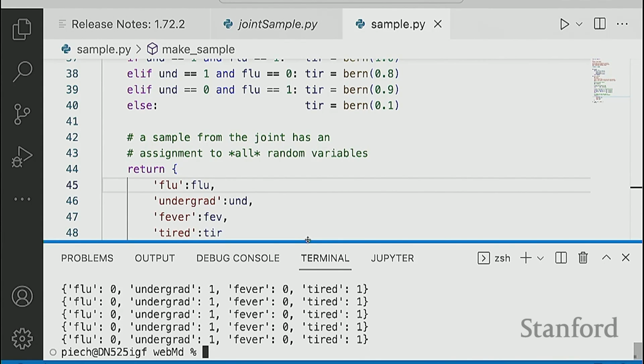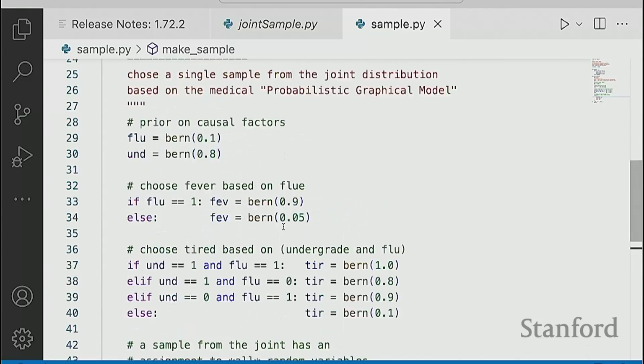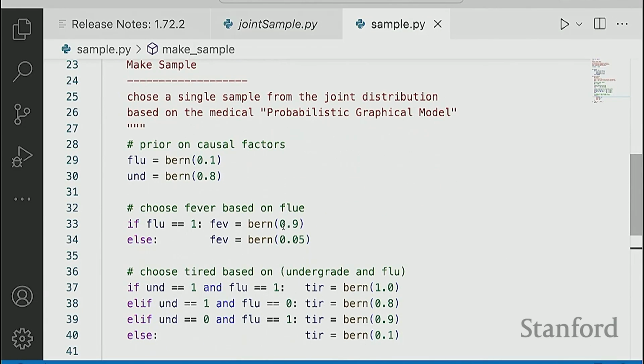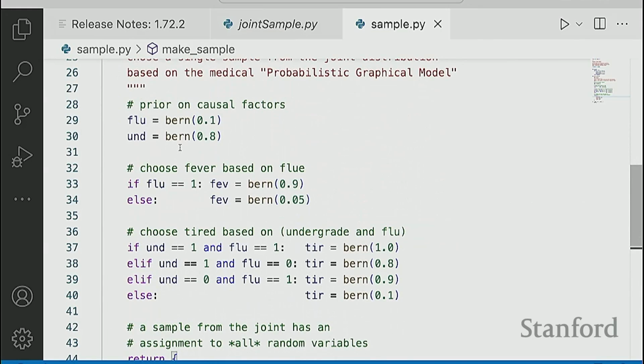Question? Can you just explain what exactly is happening when you say choose fever based on? I'm sampling. So when I say choose fever, I'm going to end up with 4 variables every time I make a fake person. They're going to have flu, undergraduate, fever, tired. They're all Bernoullis. They'll all be 0s or 1s. So when I say choose flu, I mean for this particular sample, for this particular person who I'm making a joint pull from their probability of the joint distribution, I have to decide if they have the fever.